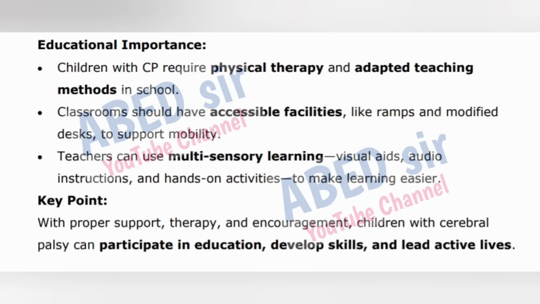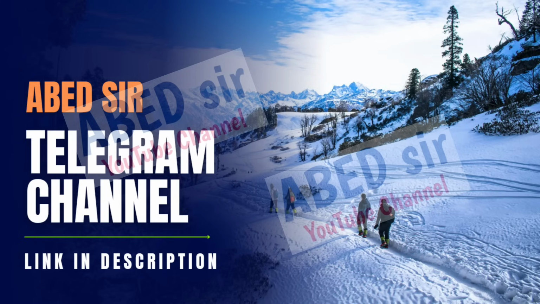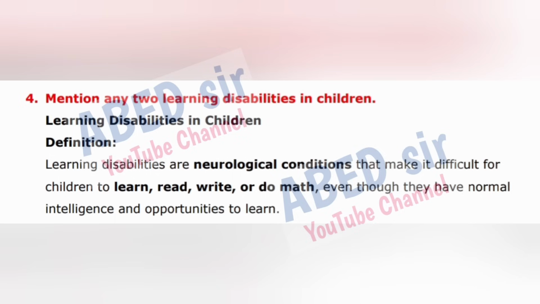Educational importance. Children with CP require physical therapy and adapted teaching methods in school. Classrooms should have accessible facilities, like ramps and modified desks, to support mobility. Teachers can use multisensory learning, visual aids, audio instructions, and hands-on activities to make learning easier. Key point. With proper support, therapy, and encouragement, children with cerebral palsy can participate in education, develop skills, and lead active lives. Next important short question is: 4.